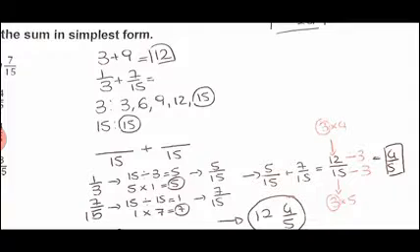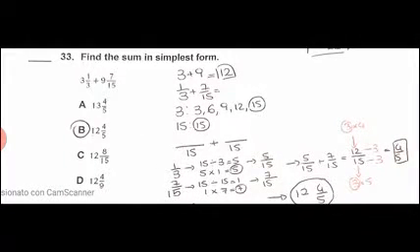So the two results, the sum of the whole numbers is 12, the sum of the fractions is 4 over 5. We write them one near the other, so it's 12 4 over 5. So the answer is B.